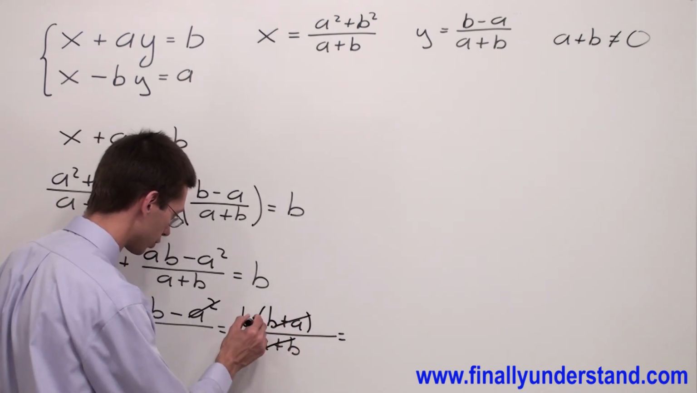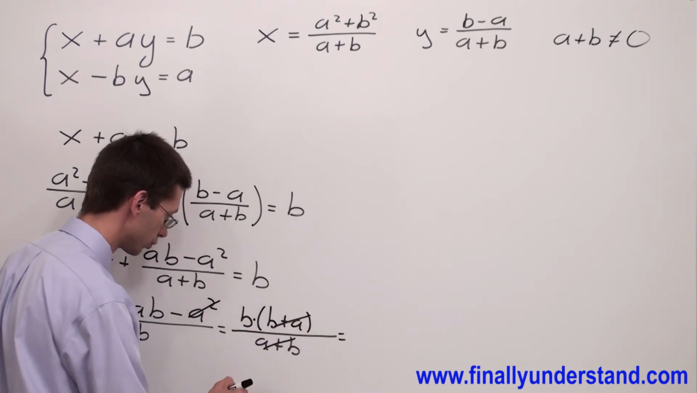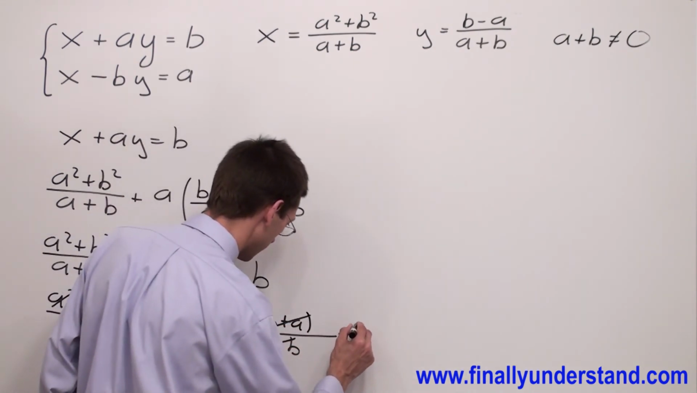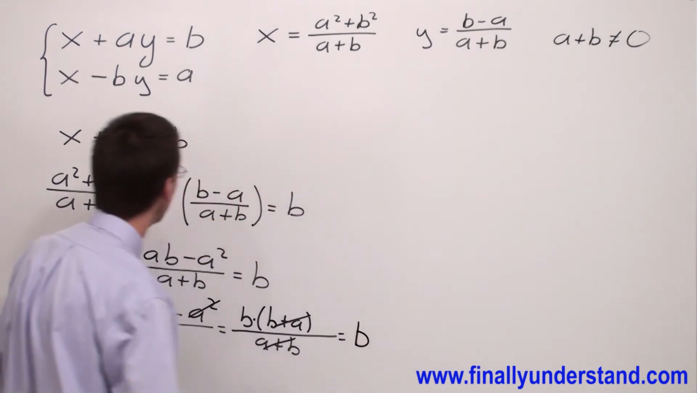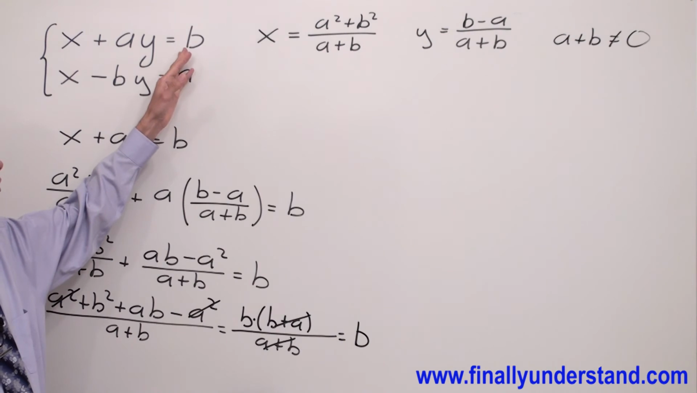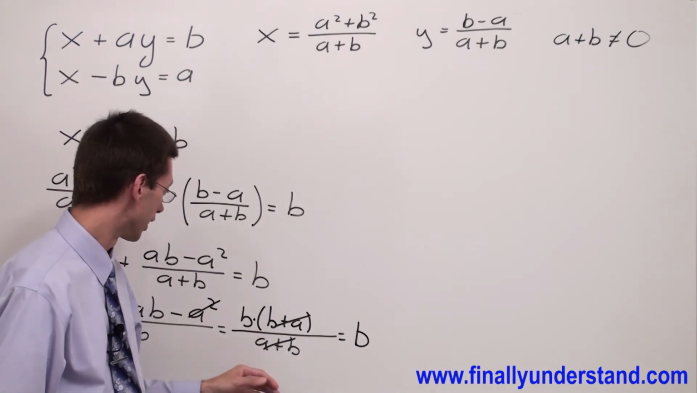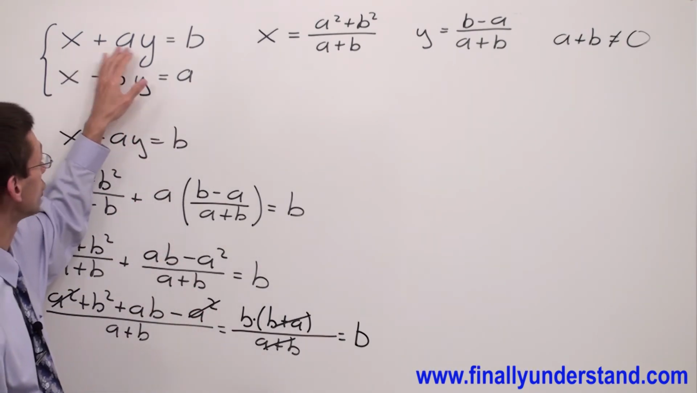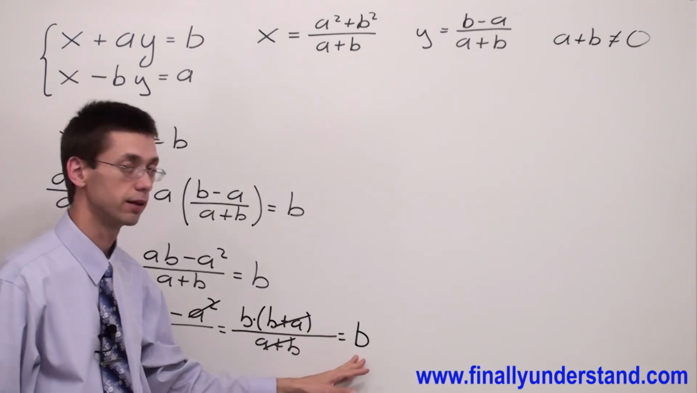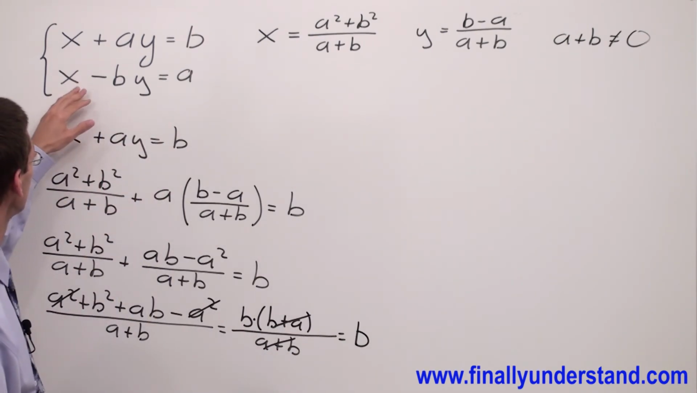Why? Because I have also multiplication over here. If I have multiplication, I can cancel these two terms out, and I'm going to end up with b. My first equation is equal to b. So I proved that the left side of my equation is equal to the right side because I got b over here. Let's take a look at the second equation.